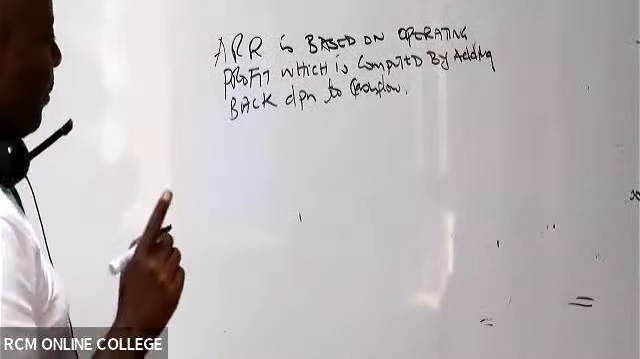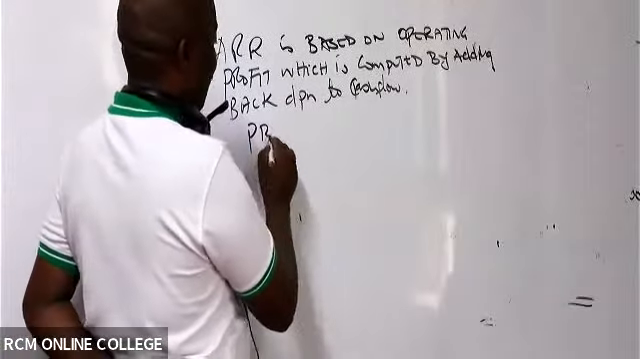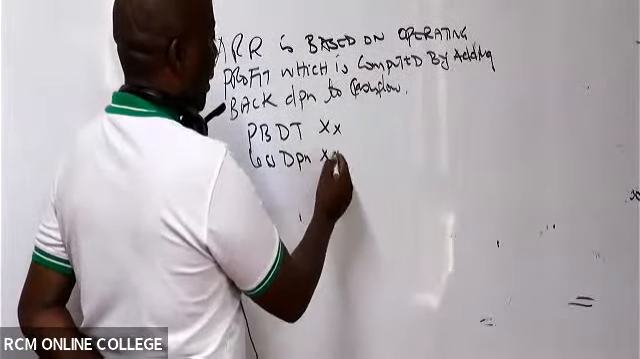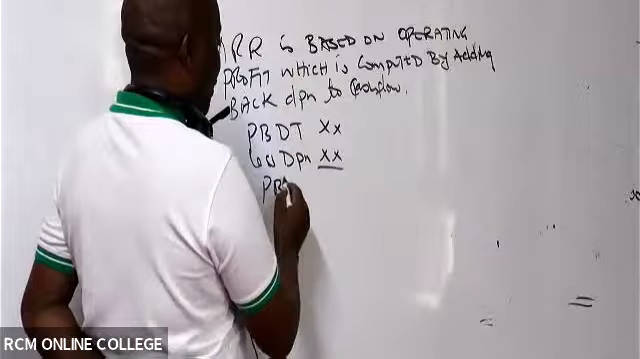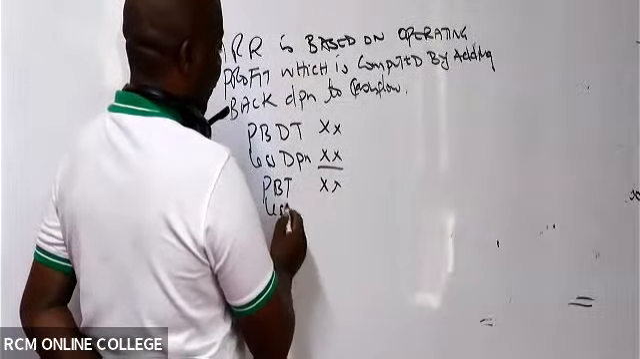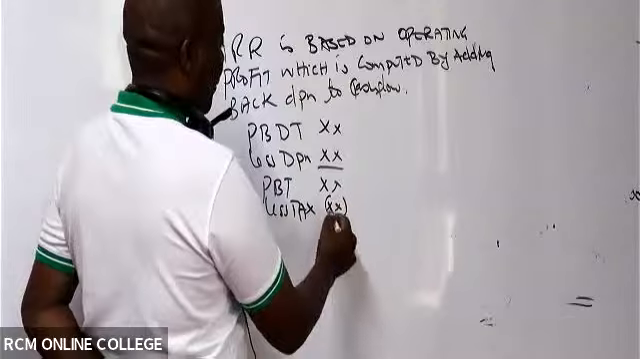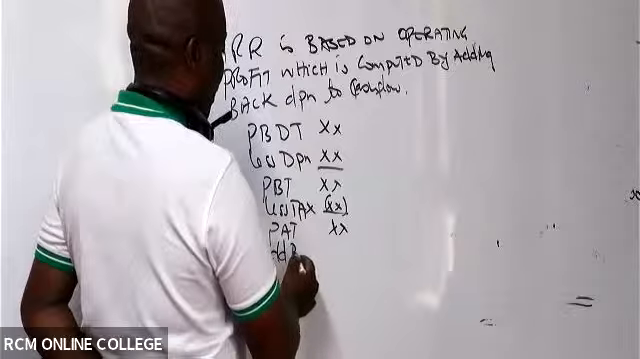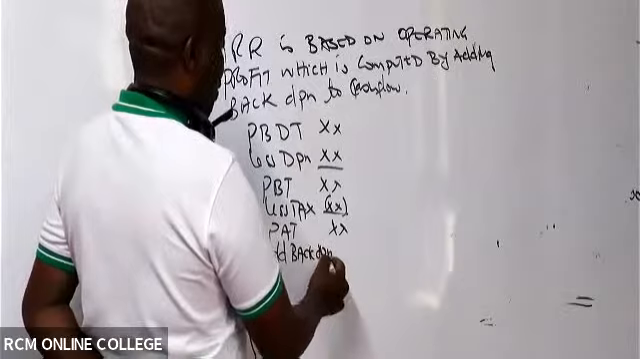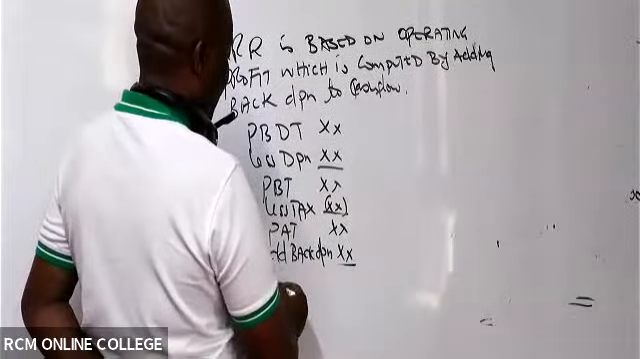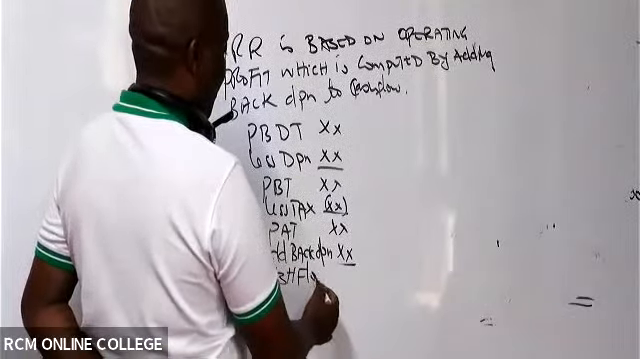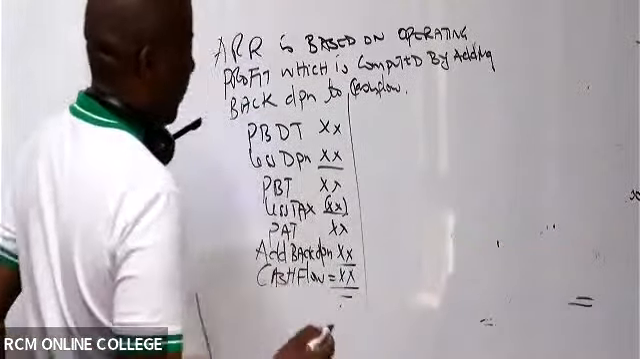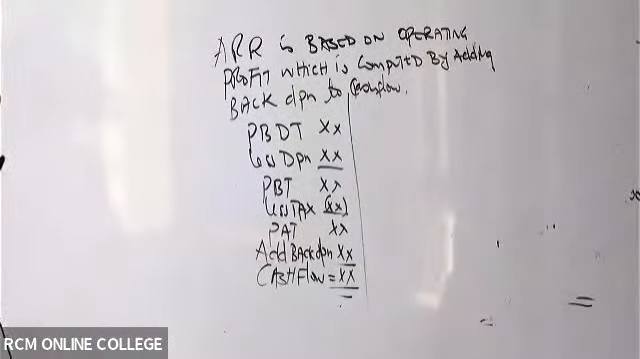So remember, ladies and gentlemen, we normally start with a profit before depreciation and tax. We less depreciation, then we are able to get profit before tax. Then we less tax, and if you remember this approach, we get PAT. Then we add back depreciation to be able to get cash flow.